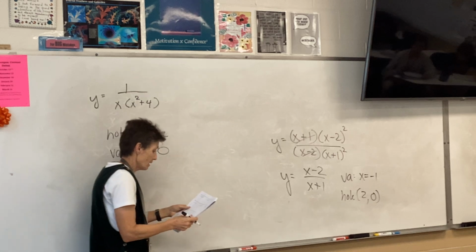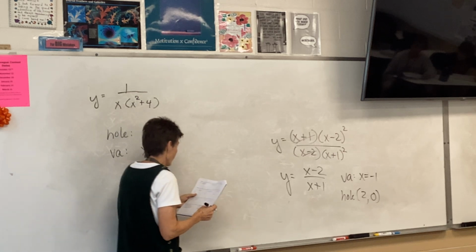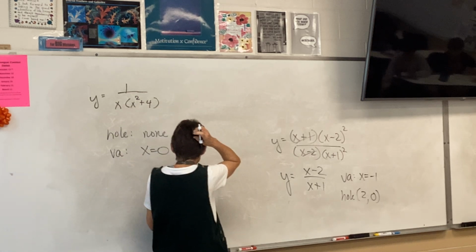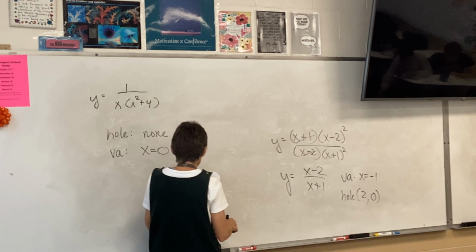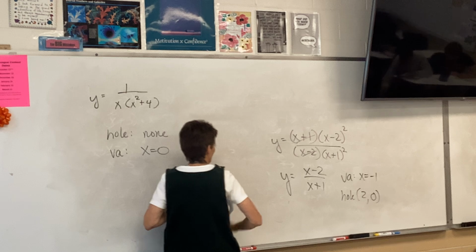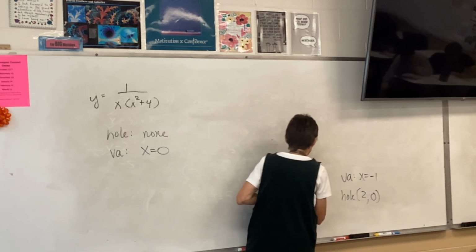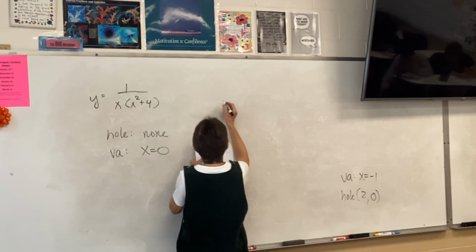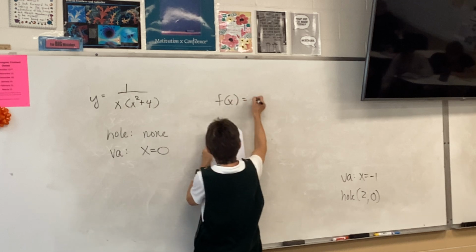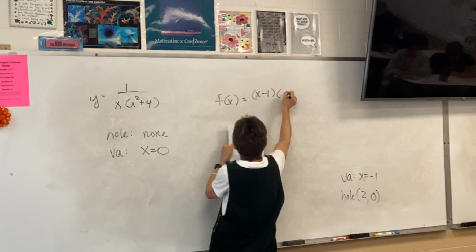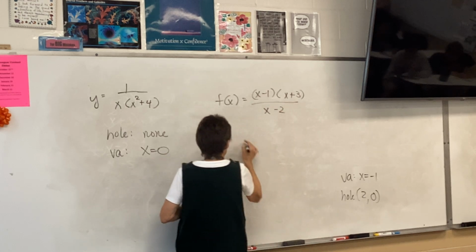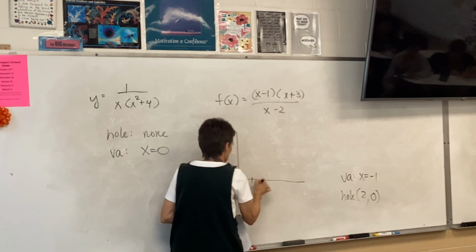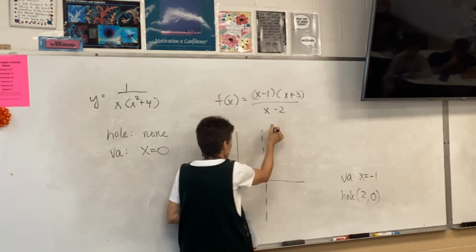Alright. Let's do one more. Write a left and right limit statement as x approaches 2 for the following functions. How in the world are we going to do this? First of all, if you were graphing it, you'd have a vertical asymptote at 2.